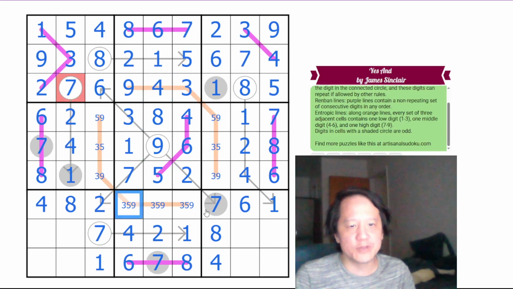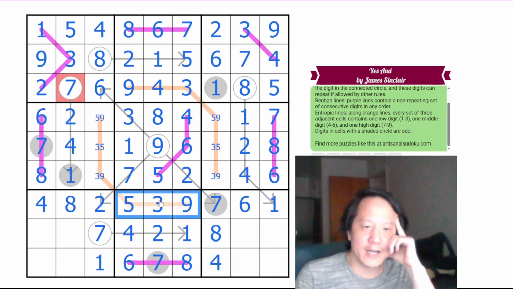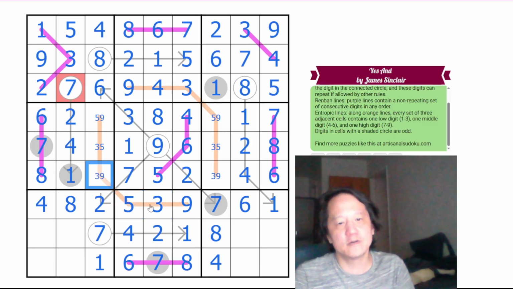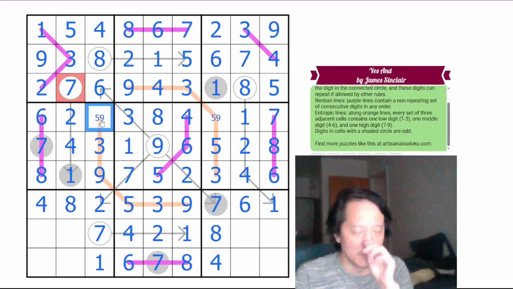3 and 9 eliminate 3 and 9 here, so it's 5, which makes this 3, which makes that 9 there. We are losing a high digit in these 3 digits here, so this must be high here for this set of 3 digits, so that's 9, which makes this 3. That makes that 5, which makes that 3 there, which makes that 5 there, and that's 9 there.